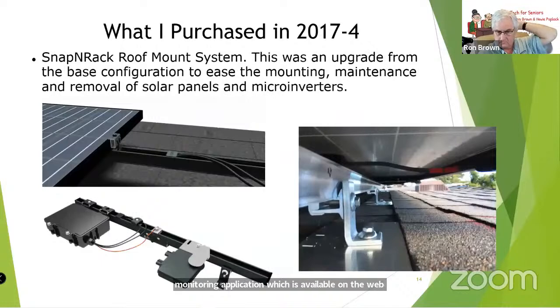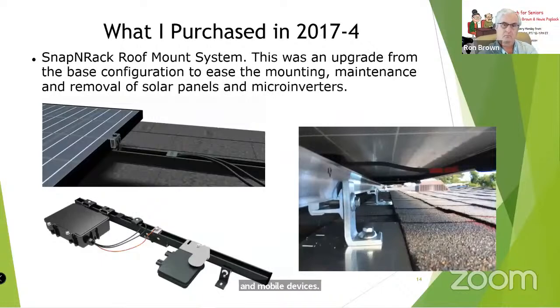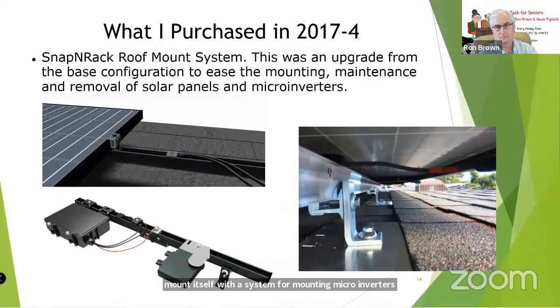The rack mounting system should be more than just a series of attachments to your roof. In my case, I was offered an upgrade to the Snap and Rack roof mounting system, which I accepted. As you can see from these pictures, it integrates the mount itself with a system for mounting microinverters or optimizers with the wiring connections. It also eases the connection of the panel to the rack, allowing access for installation, maintenance, and potential removal and replacement as required.